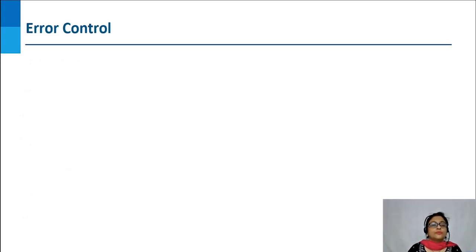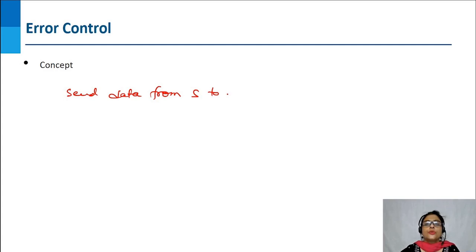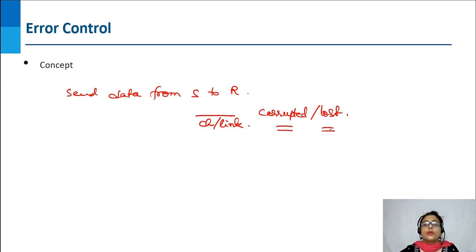What is error control? Concept-wise, error control is used whenever we send data from sender to receiver, and during the course of transmission through the channel or the link, few of the data bits are lost or they are corrupted. There should be some mechanism to look for the corrupted or lost data and to correct them.